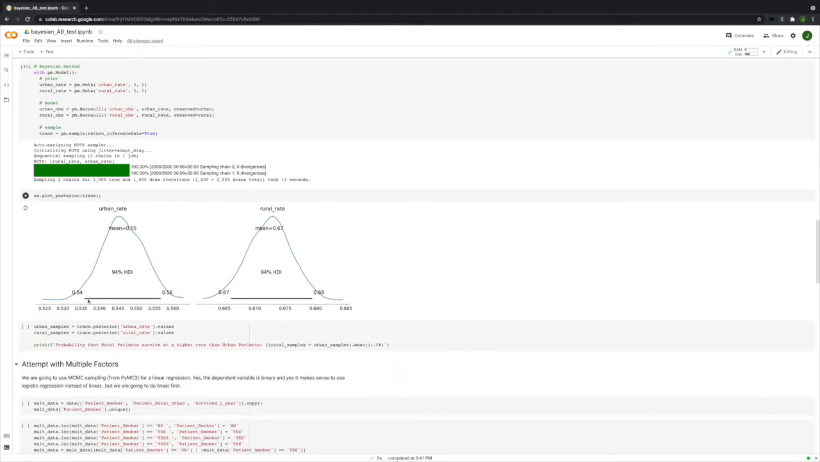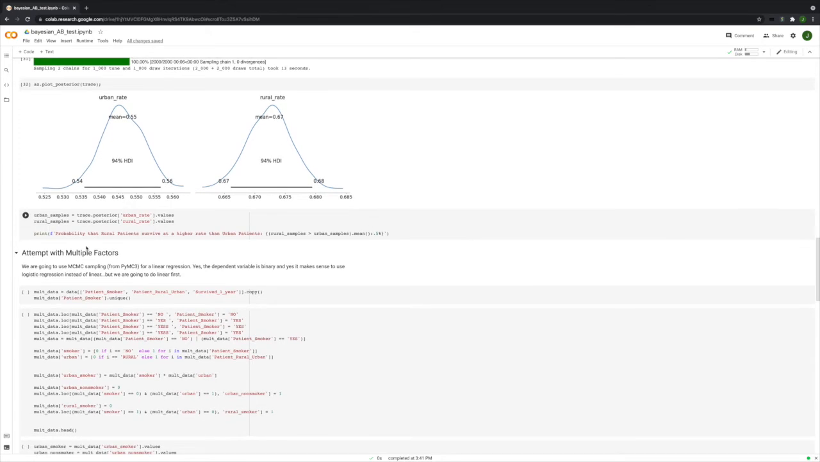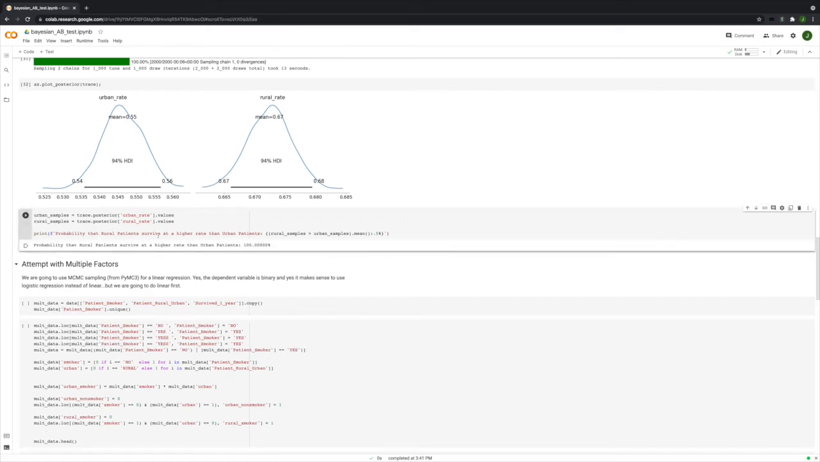And for the survival rates, we can see that the urban rate is probably somewhere between 0.54 and 0.56, and the rural rate is between 0.67 and 0.68. So there's no overlap here at all, which is why we got such a low p-value from the traditional method. But again, Bayesian A/B testing lets us say this sentence: the probability that rural patients survive at a higher rate than urban patients is 100%. From this data, we are 100% certain that rural patients survive more than urban patients.